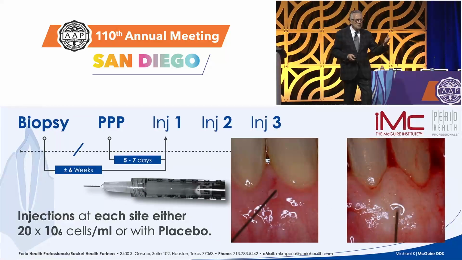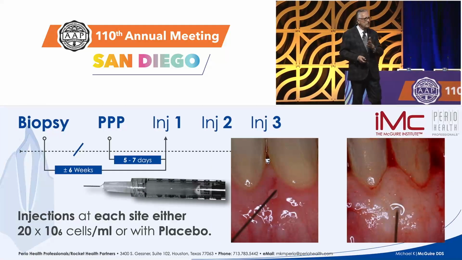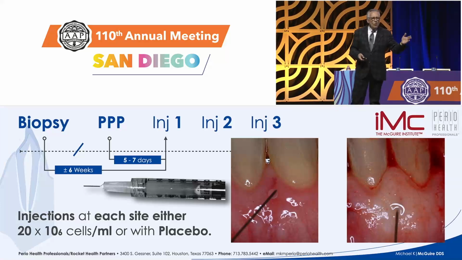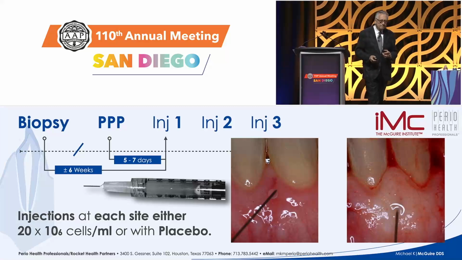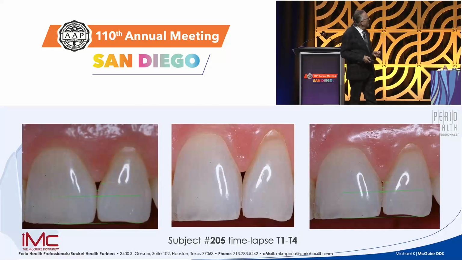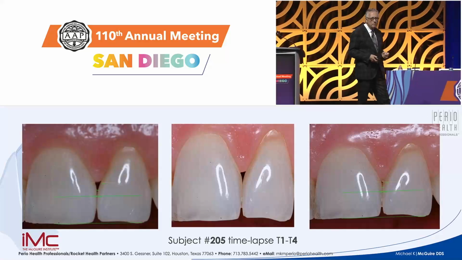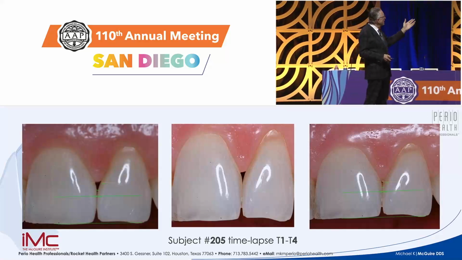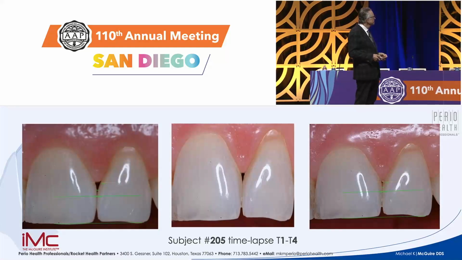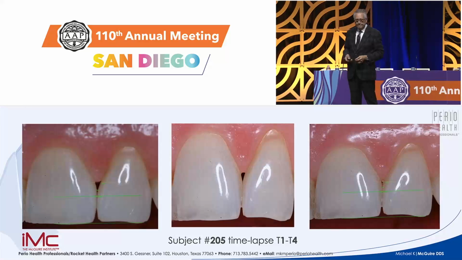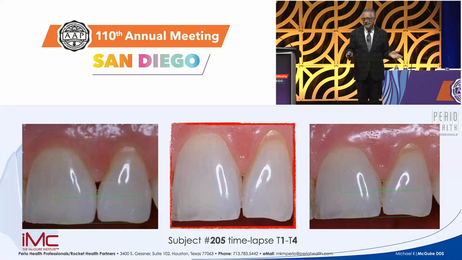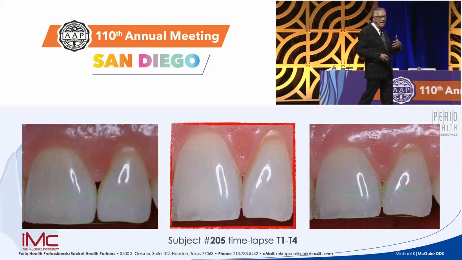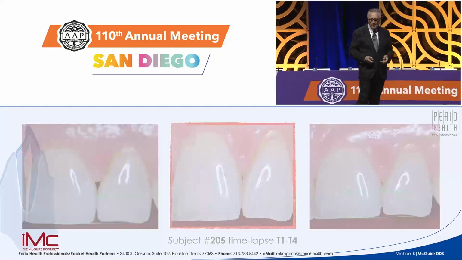So here, after the papilla priming procedure, we have 3 different injections, a week apart, either placebo or 200 million fibroblasts per ml. If you look at the center panel, I'll show you a time lapse from day 0 to 4 months following 3 different injections. So look at the middle panel there. So we have proof of principle. It will take a lot more work, a lot more studies to show whether this is possible in a predictable way, but it's interesting.